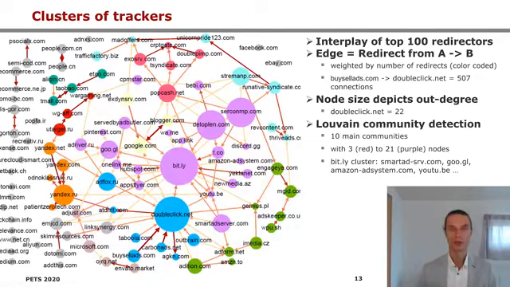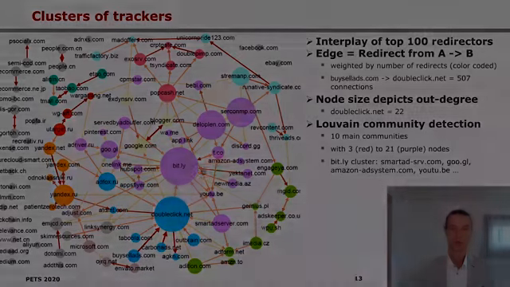The algorithm found 10 main communities, between 3 and 21 nodes. One of the biggest clusters forms around Bitly. It has connections to Amazon Ad System, YouTube, Smart Ad Serve, or Google.